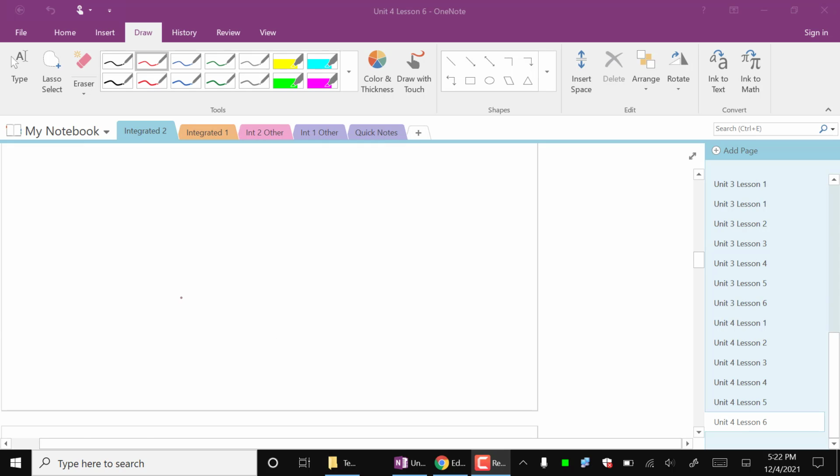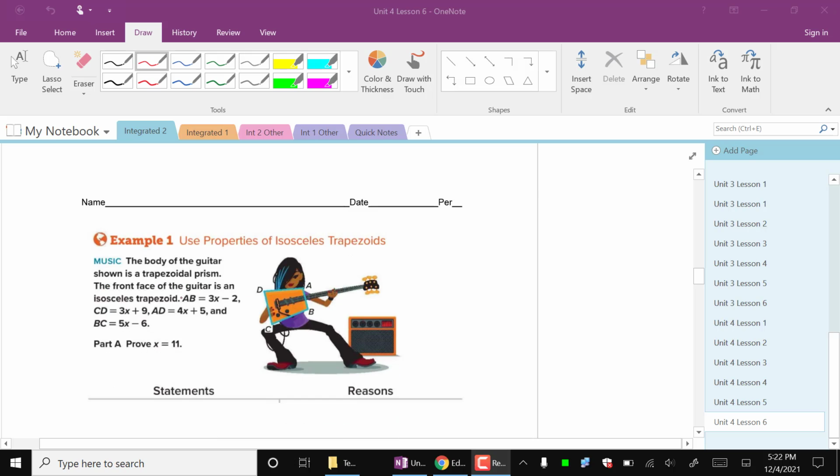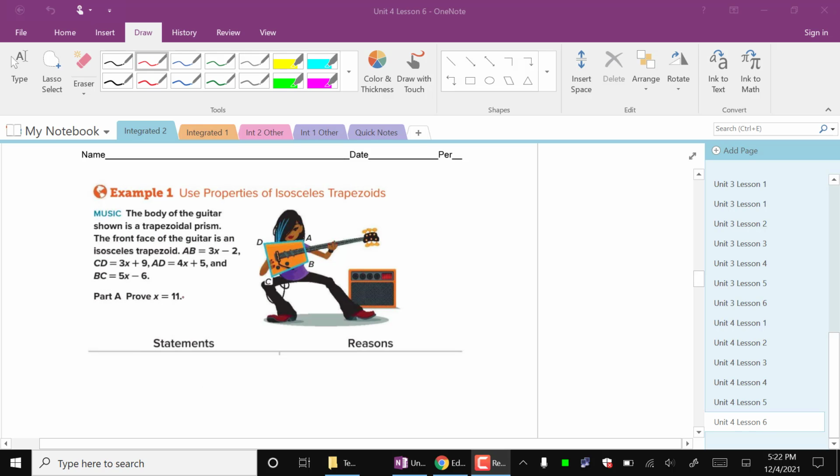So let's take a look at our first example. Example 1, using the properties of trapezoids. The body of a guitar shown is a trapezoidal prism. The front face of the guitar is an isosceles trapezoid. AB equals 3x minus 2, CD equals 3x plus 3, and AD equals 4x plus 5. And lastly, BC equals 5x minus 6. We want to prove that x equals 11.